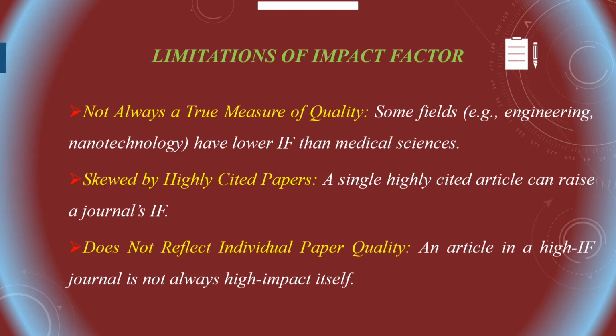And the third and the most important is that it does not reflect individual paper quality. This is the one I'm talking about: an article in a high impact factor journal is not always high impact itself. Maybe there would be a few articles with the least number of citations, but even then, because they are in a high impact factor journal, that credit could be given to that article, but in the true sense it would not be.